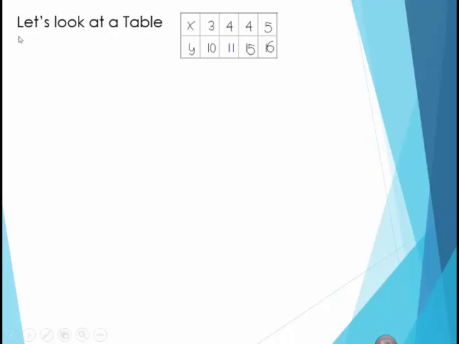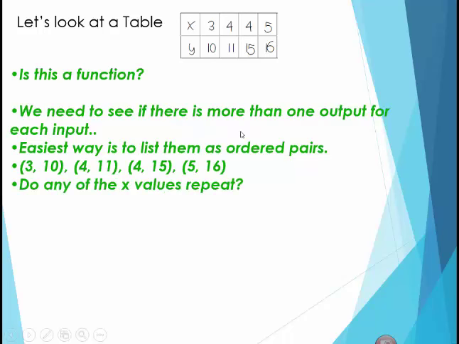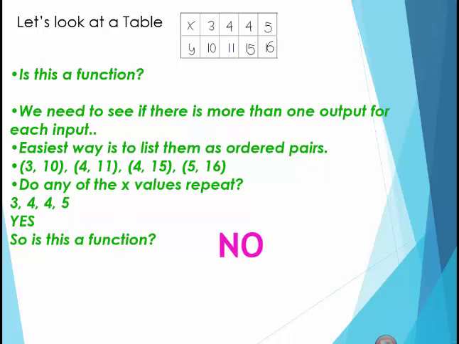All right, let's look at this table. I've got ordered pairs 3, 10, 4, 11, 4, 15, and 5, 16. Does any of the x values repeat? Yeah, they do. So is this a function? No. If the x values repeat for a different y, then it's not a function. Now what I mean by that is if this had been 4, 11 again, they're not repeating because they're the same point.